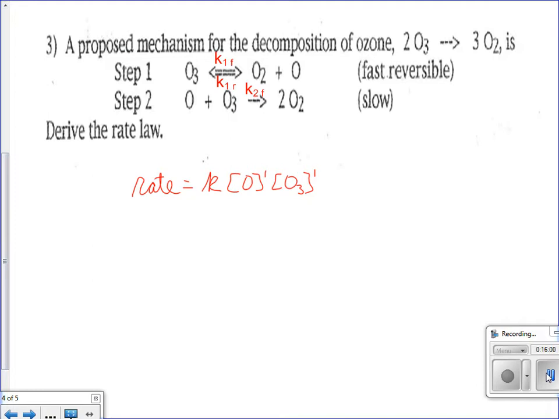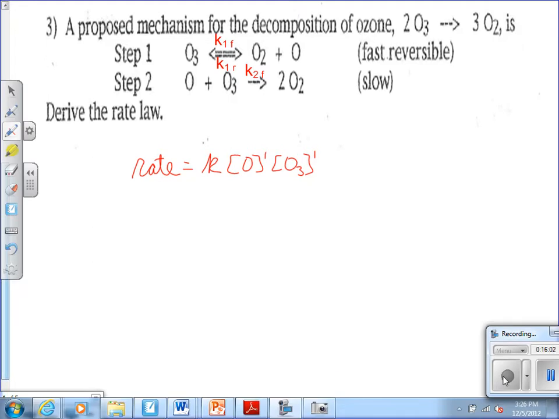Okay, we're going to pause. And here we go again. Okay, I was having a little computer trouble there.